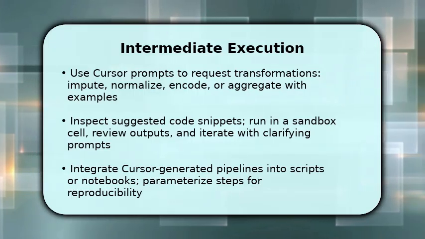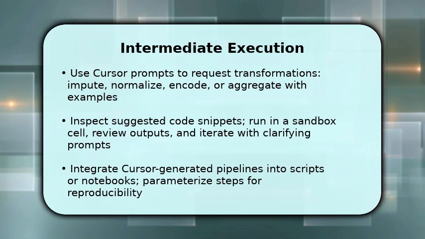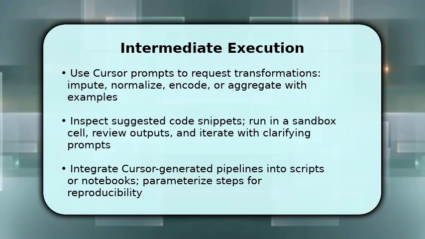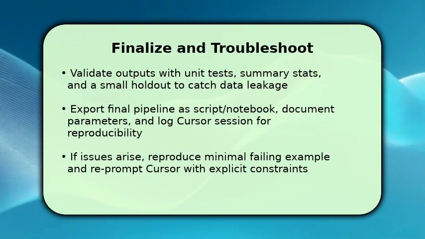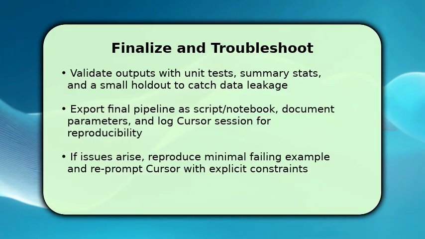After validating, merge the cleaned transformation into your main notebook or script and version control the pipeline for repeatable experiments. You finish by validating: run unit tests and summary statistics, and check a holdout sample to detect leakage or performance drops. Once satisfied, export the pipeline, document key parameters, and save the Cursor session for audits.